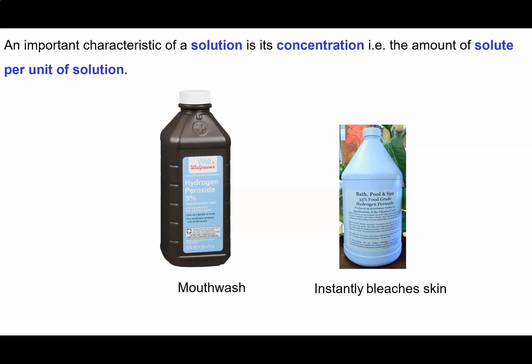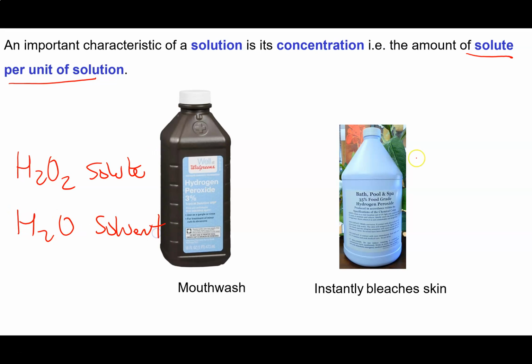So an important characteristic of a solution is its concentration, and the concentration is basically the amount of solute per unit of solution. And here we have two solutions. They both contain the solute hydrogen peroxide, and the solvent is water. Both of them have that solvent and solute, but you can see they have radically different concentrations. One is more than 10 times more concentrated than the other. It has a lot more solute per unit of solution.